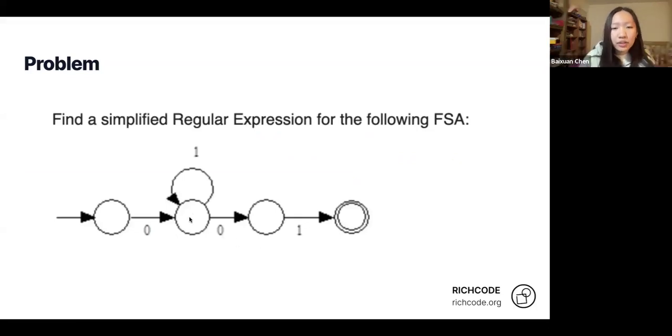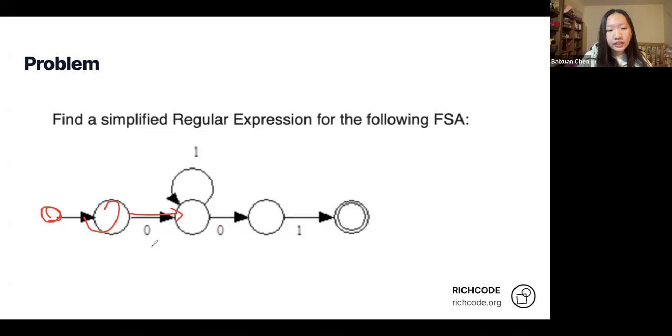Finding a simplified regular expression for the following FSA. First we go in through this arrow, right? This is the starting point. So we go to this, and to get to the next state, we need a 0. So it'll be 0. Then, we can have any number of ones here, right? Because if we wanted to go to the next state, we have to go through a 0. To stay in this state, we have to go through a 1. So it can be 0 or more ones.